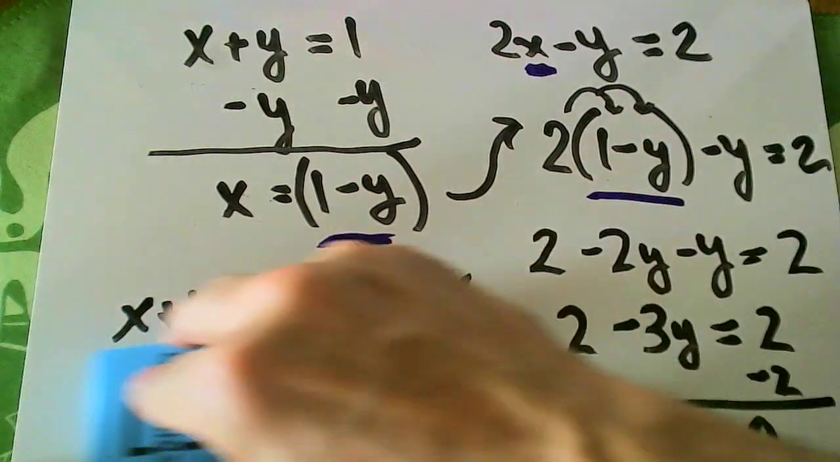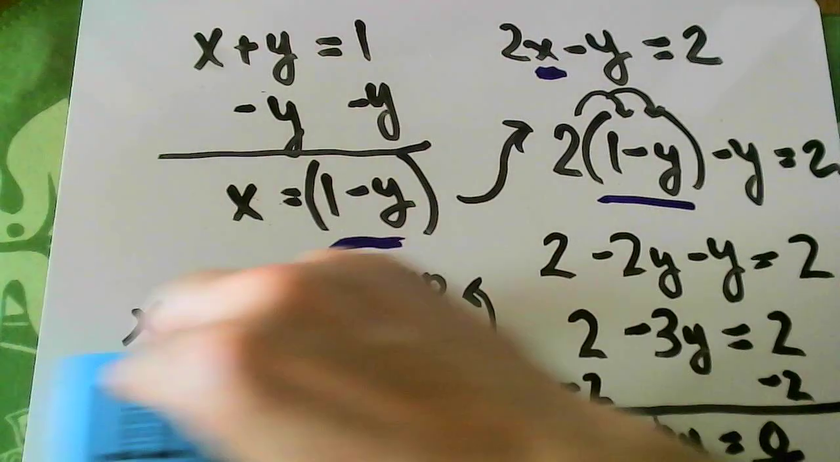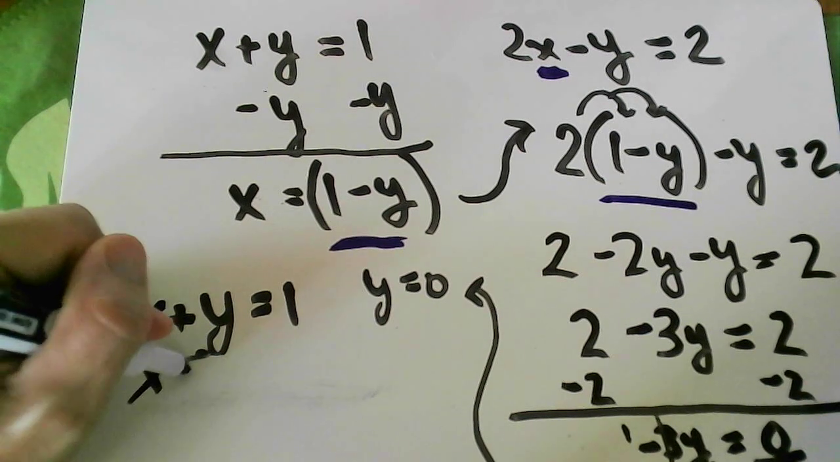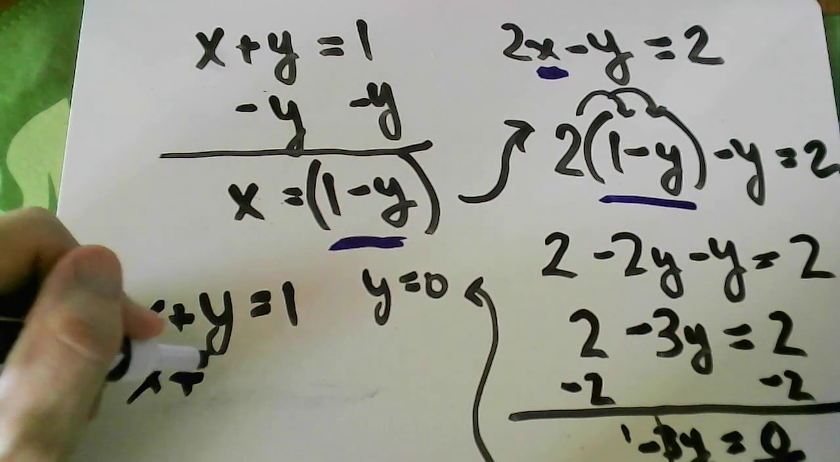Made a minor mistake. We all make mistakes in math, and that's okay. Just make sure you catch the mistakes before you get a solution.